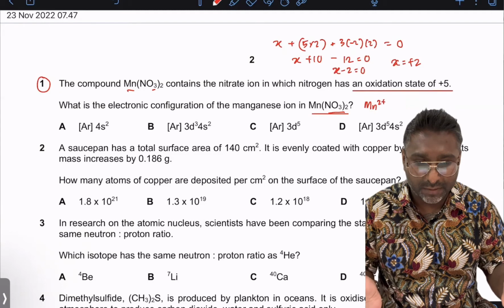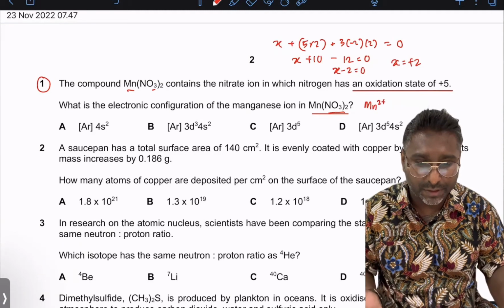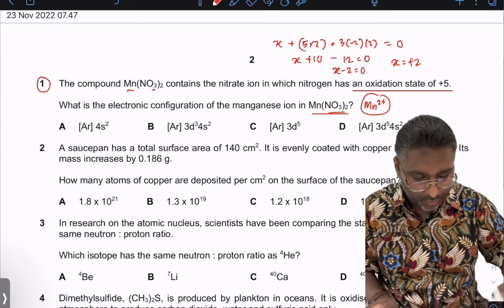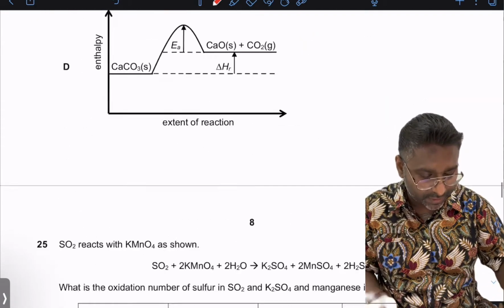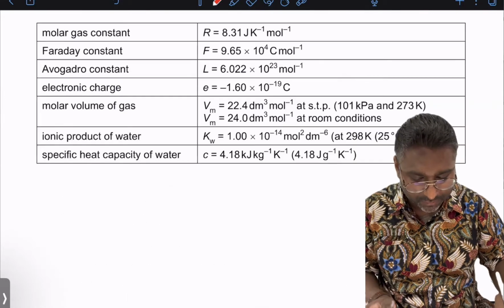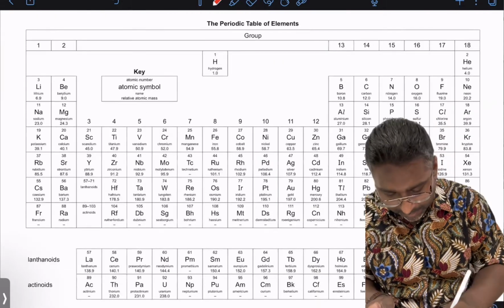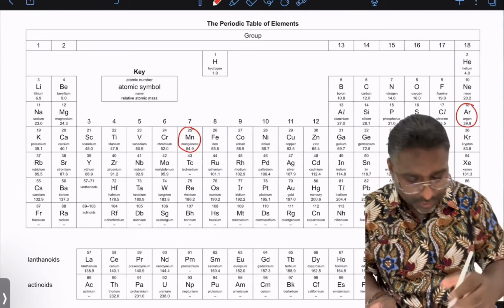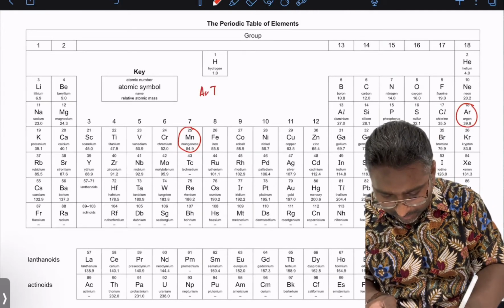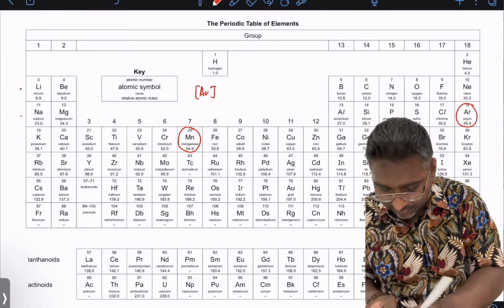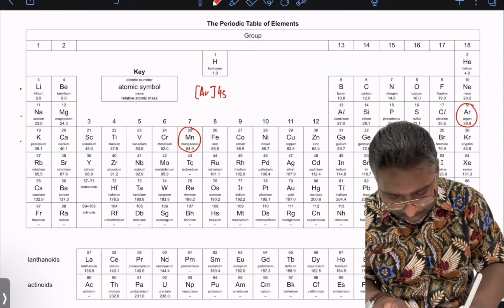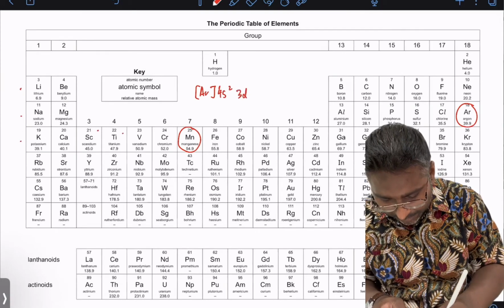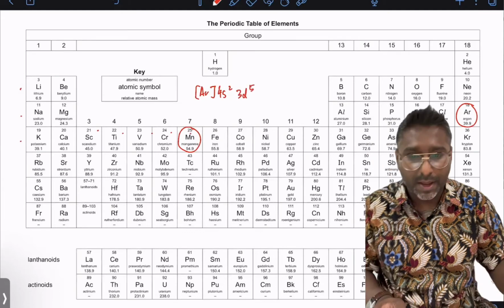So if that is +2, we need to find the electronic configuration of the manganese ion, Mn2+. In this case, you definitely need a periodic table, which is given over here. If you look at Mn, it is here. Using the shorthand rule, you can use argon, then 4s2, 3d5. This is for Mn.